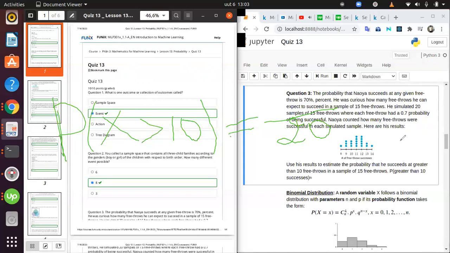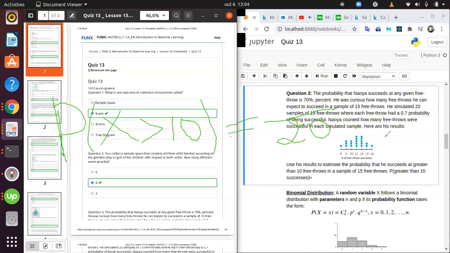Okay, so basically, for the number of successes. Oh, okay. So hang on. We need to count the sample of 15 successes, right? Or 70% success? No, try to forget about the 15 and the 70%. Just focus on the plot. In how many cases did he get more than 10 successes? 4 cases: 11, 12, 13, 14.